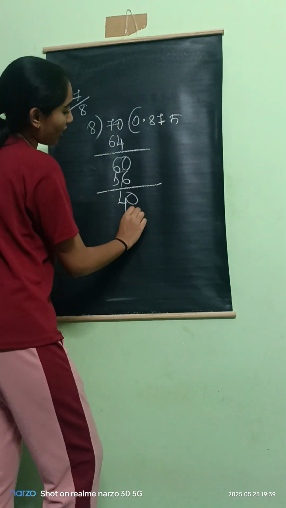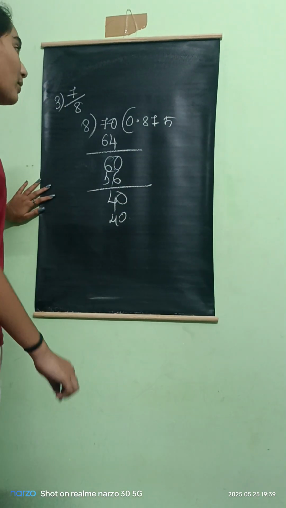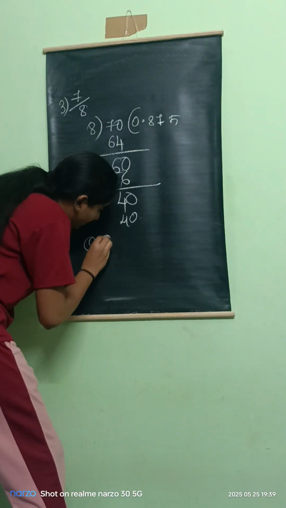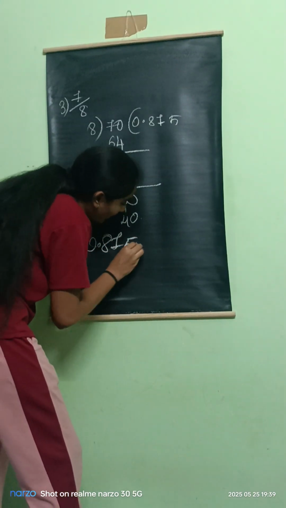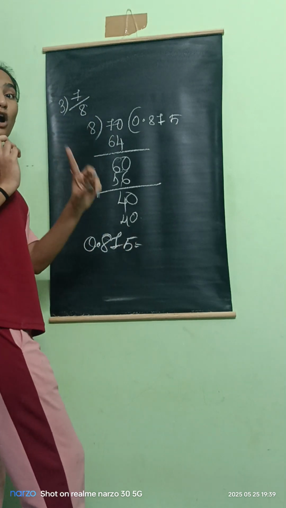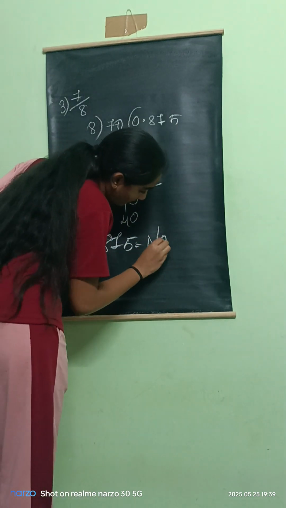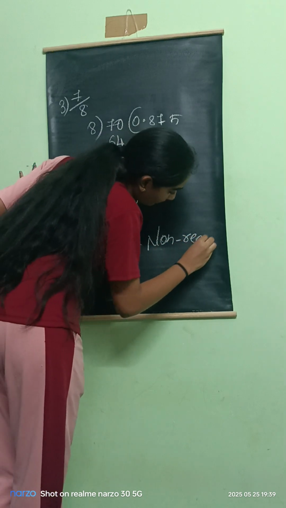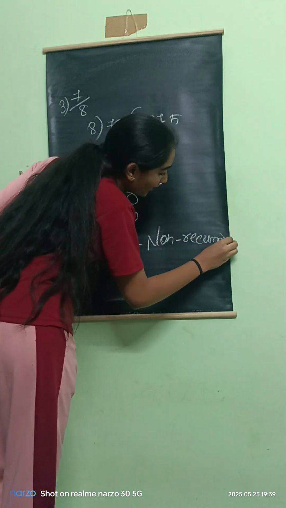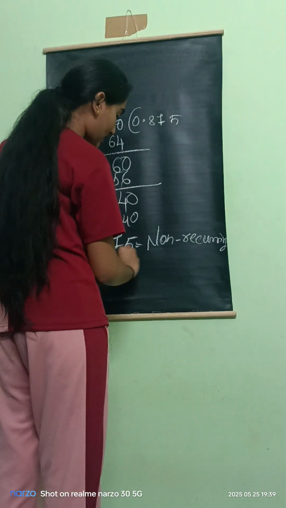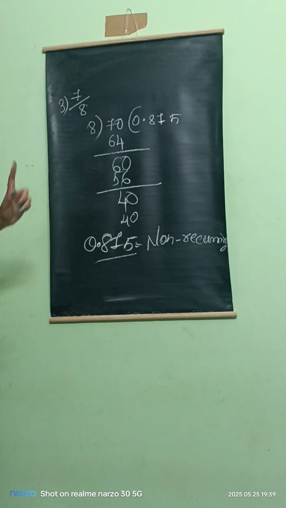It has stopped. What type of term is it? So the answer is 0.875. It is actually non-recurring, which means non-repeated. It's not repeated and has an end. Yeah, it has an end and it's not repeated.